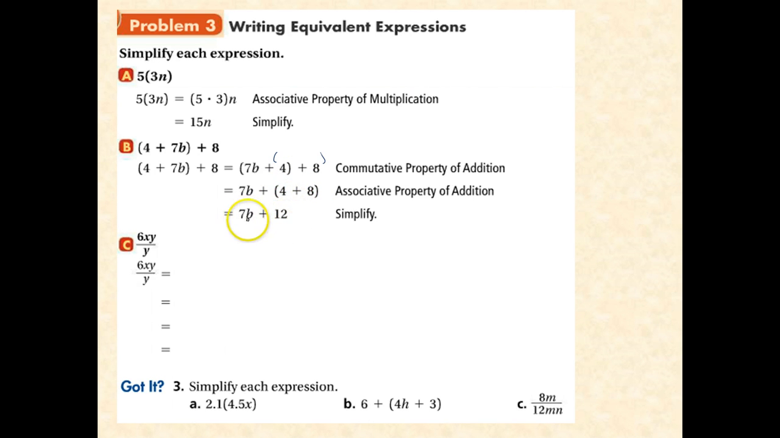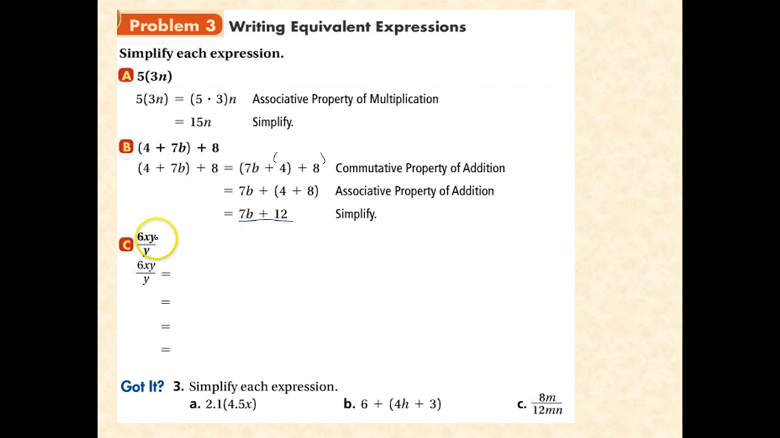And now this is the expression I'm done with. I can't add these two together. 7b plus 12. Yeah, I'm not allowed to say like 19b, because that's not true. That would be 7b plus 12b. All you gotta do is just stop. These are not like terms. You cannot combine them.